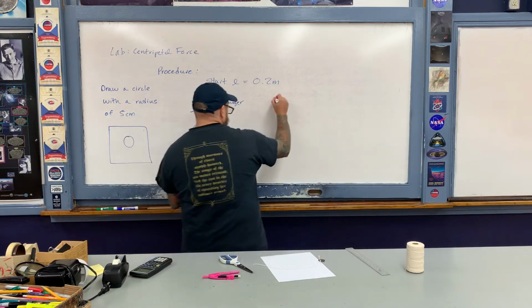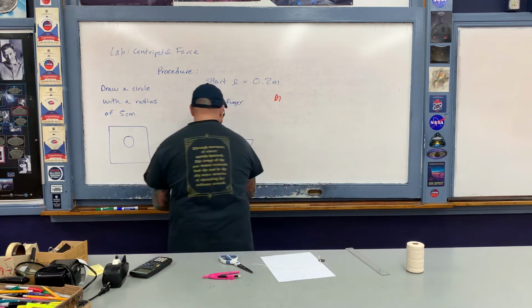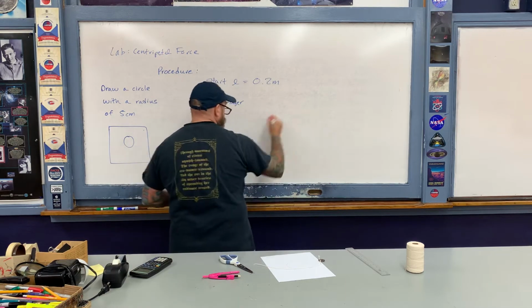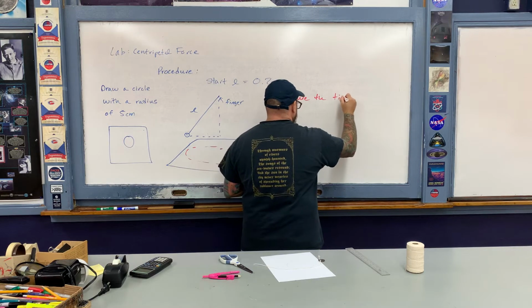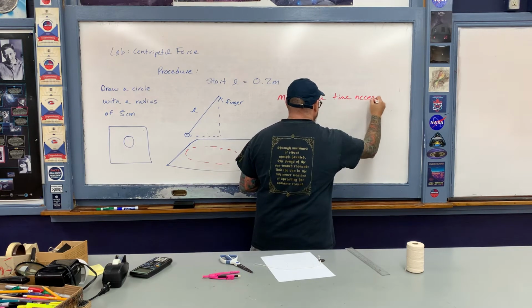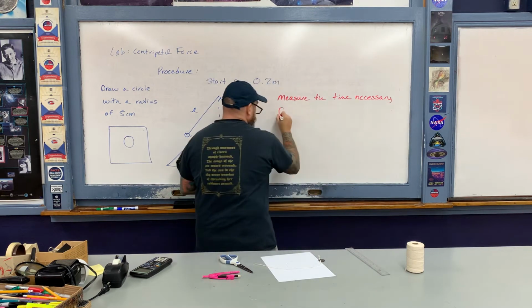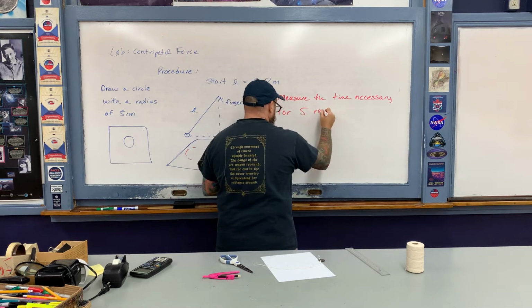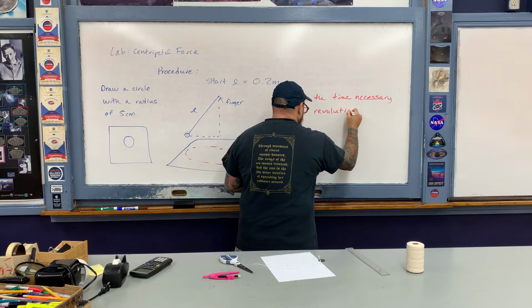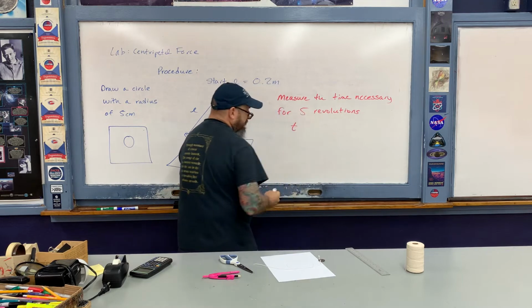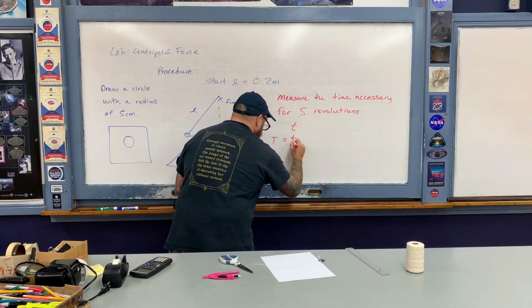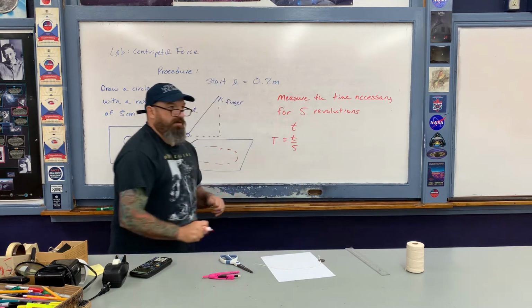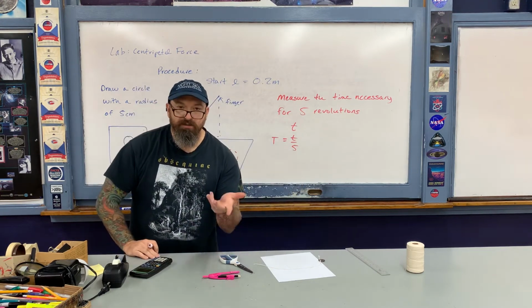So you then measure the time necessary for 5 revolutions. Okay, we're going to call this small t. And then from there you can calculate the period, big T, which is that time divided by 5. Then you start to construct the following data table.